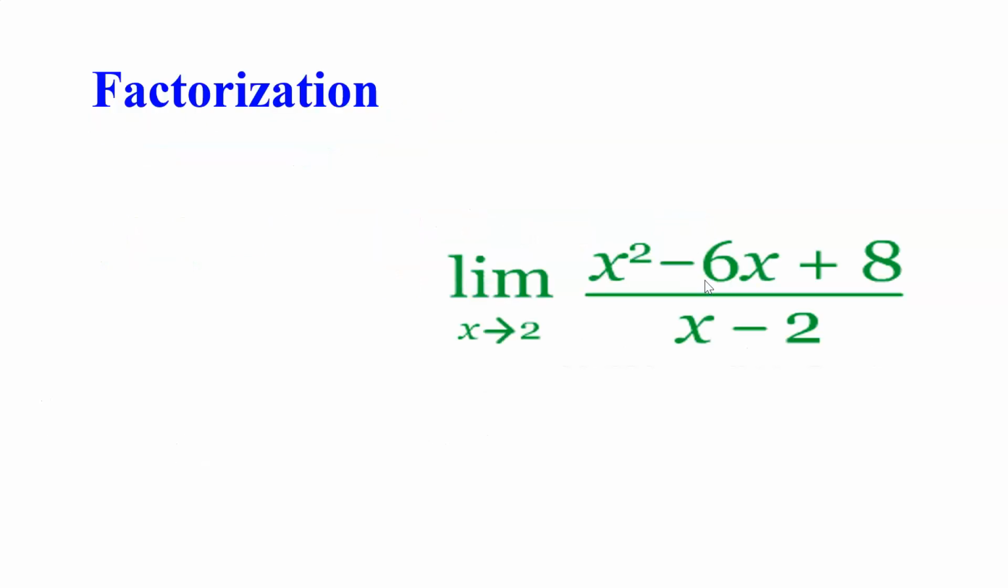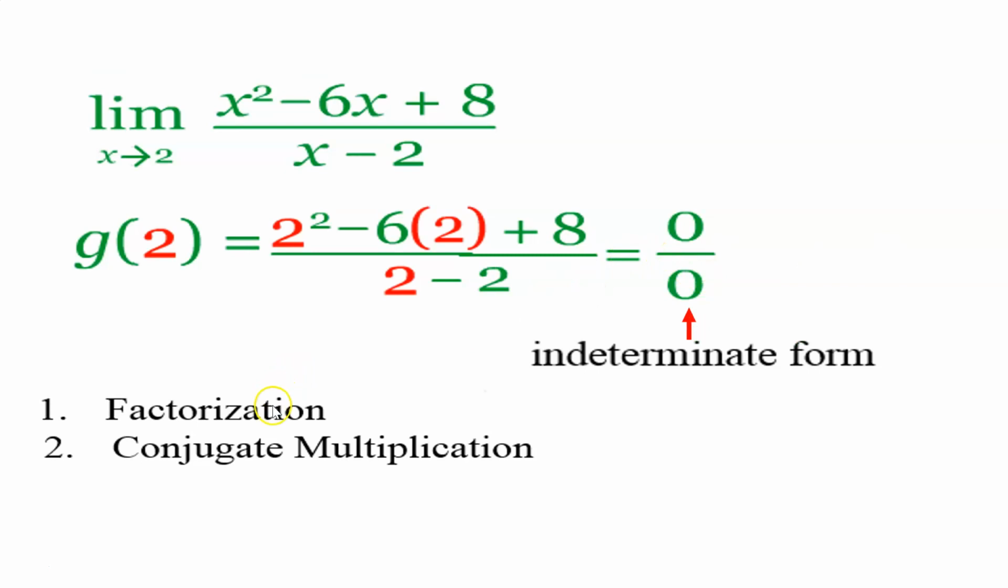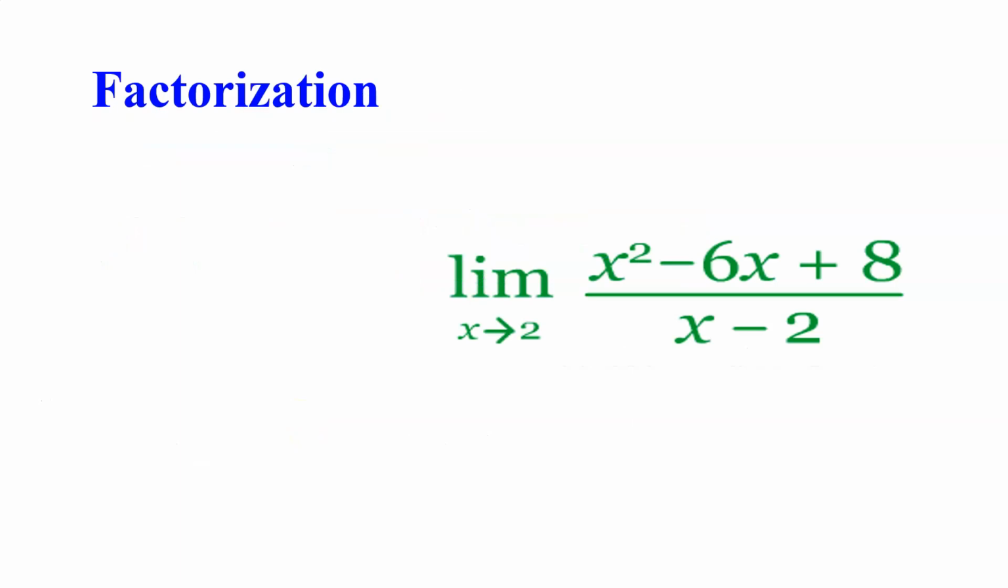So we're going to use other methods, which are factorization and conjugate multiplication. So this shows that substitution won't always work, terutama bila you dapat macam ni lah, 0 over 0. So we're going to use other methods, factorization or conjugate multiplication. So let's see how we're going to solve this one using factorization, pemfaktoran.